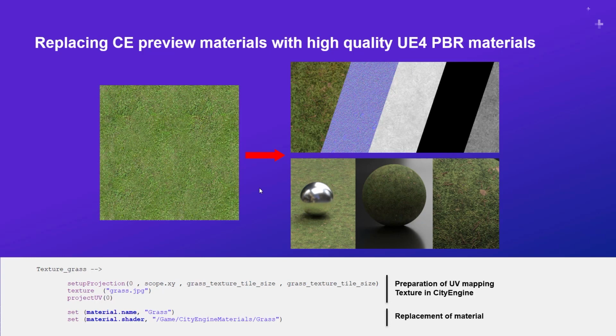In CityEngine, you can do this by setting up your materials in CGA code like you see here. So basically you will prepare for the UE mapping. You just add a texture in CityEngine. This is what you will see. But then you basically set a material name, you set a shader, so the Unreal Engine in this case will know which material to use.